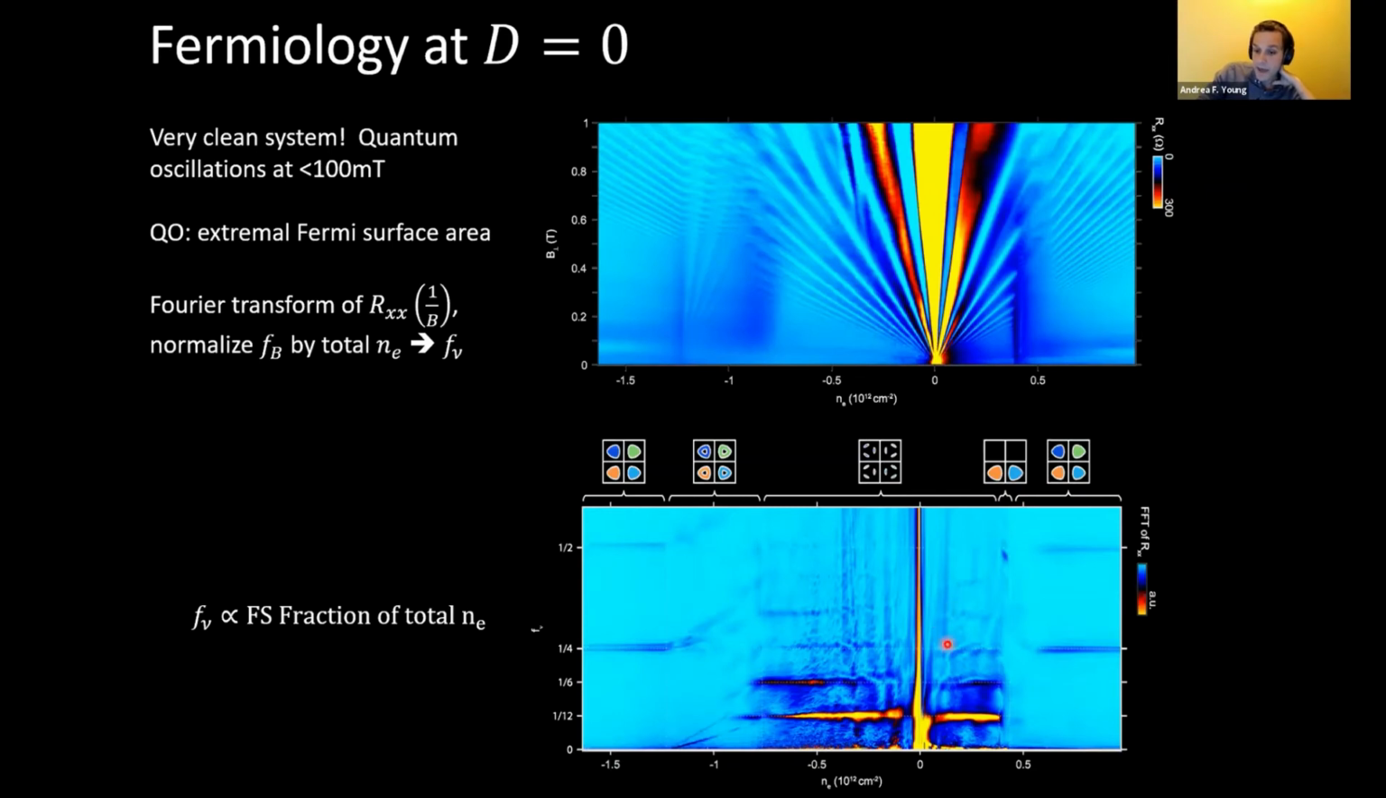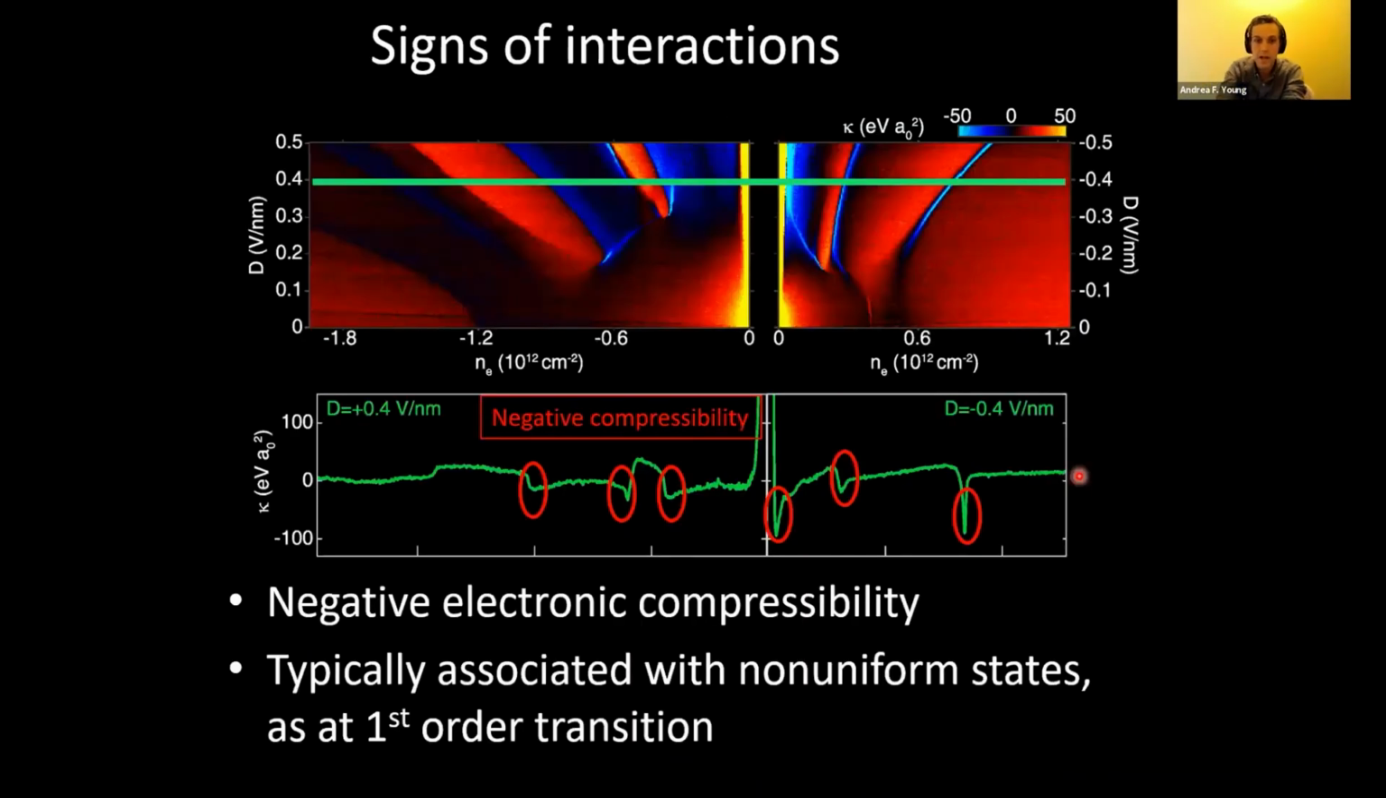Okay, and on the whole, on the electron side, it's a bit simpler. You don't really have much in the way of an annulus because the trigonal warping and other hoppings contribute in a certain way. I won't say much about that just yet. Okay, and so basically at 0 displacement field, there's not too much sign of interactions. There's a little bit, but I'll talk about it later.